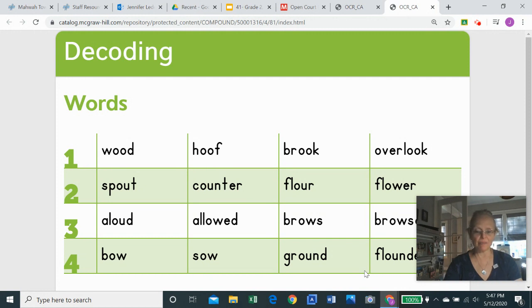This week we are going to be reviewing the OO and OW and OU spellings for the sounds /oo/ and /ow/. So please read along with me while we read and observe the words in line 1. Here we go. Wood, hoof, brook, and overlook.